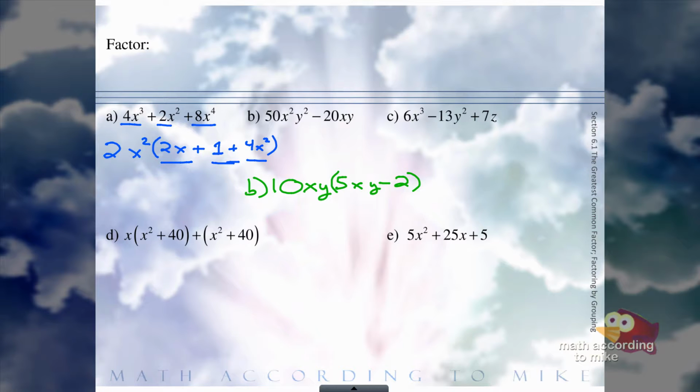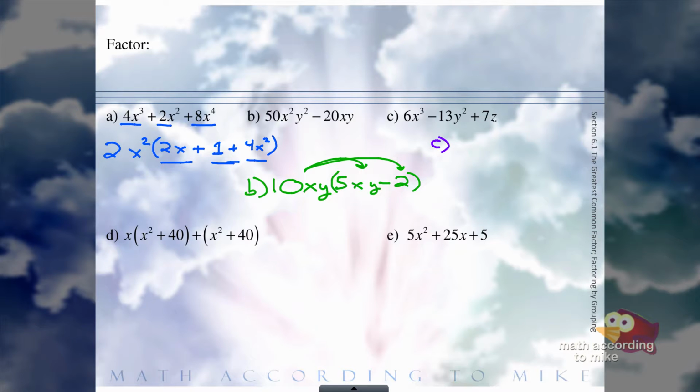Remember, these could all be checked by distributing through. If I were to distribute through the 10xy to both terms, I get back the original. So you can check these, and you are encouraged to.